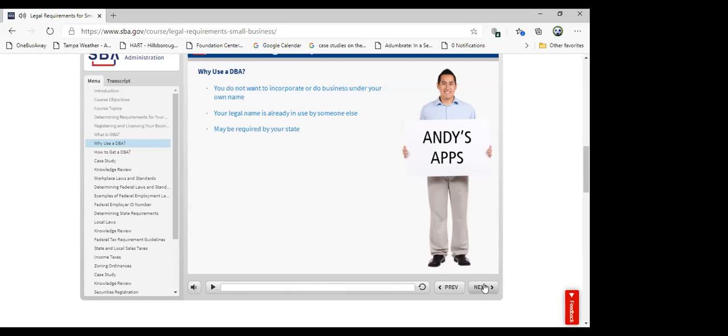Now, part of this class, we're going to go over the fictitious name application for the state of Florida. So each of the items and forms that he's talking about, we're going to look at those forms in depth and work on completing those forms as part of the process of starting your own business.